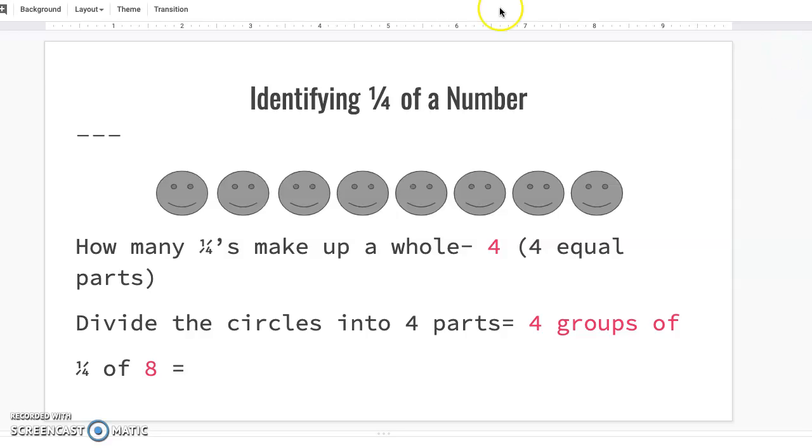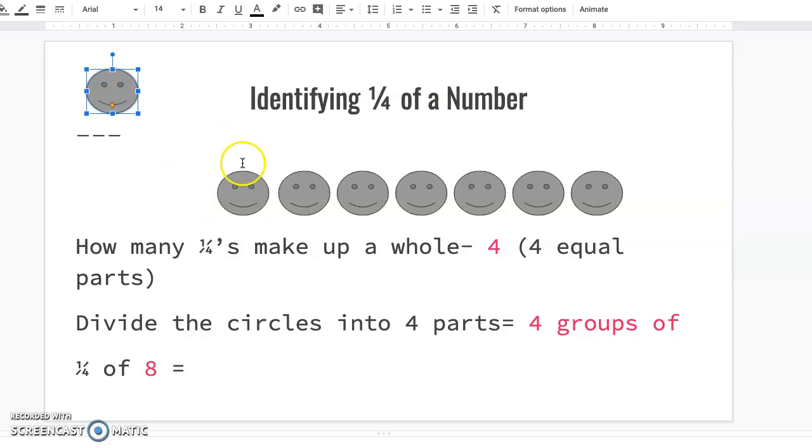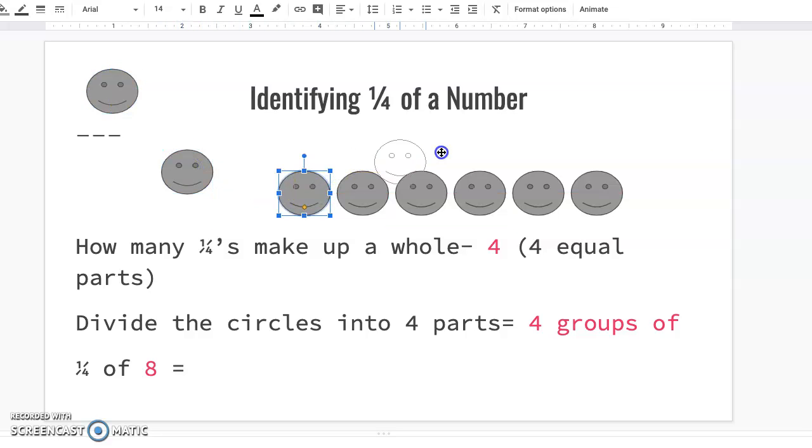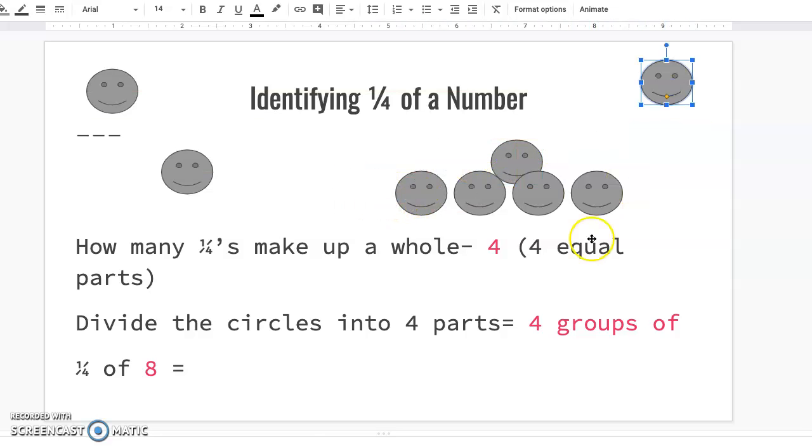So it's asking us if there's 8 smiley faces. 1, 2, 3, 4, 5, 6, 7, 8. We have to divide them into 4 parts. So the easiest way to do that is to just move them into 4 different groups. So if I have one here, one here, one here, and one here, those are 4 different groups.